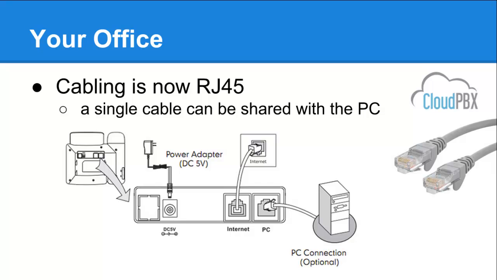Now that the cabling uses RJ45, or the socket or the plug that needs to be plugged into your phone is RJ45, you can use a single cable between your PC and your computer. So this could be the socket on the floor that then plugs into your phone, and then we take a second cable and plug that into your PC. So in this way we can share a single cable with a computer and your PC.